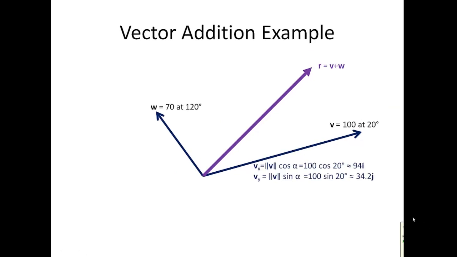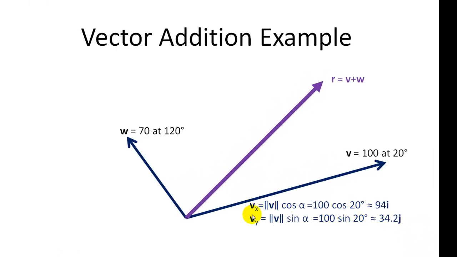So let's break down vector v. The horizontal component of v, v sub x, is equal to v times the cosine of alpha. In this case, it's 100 times the cosine of 20 degrees. That's approximately 94, and don't forget to put in the i because it's a unit vector in the horizontal direction. Similarly, the vertical component of v, v sub y, is equal to v times the sine of alpha. So it's 100 times the sine of 20 degrees, which is approximately 34.2 in the j direction.